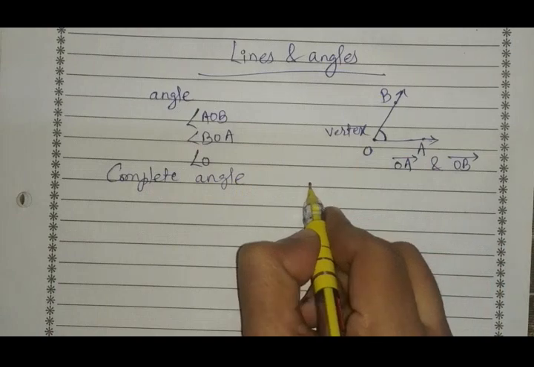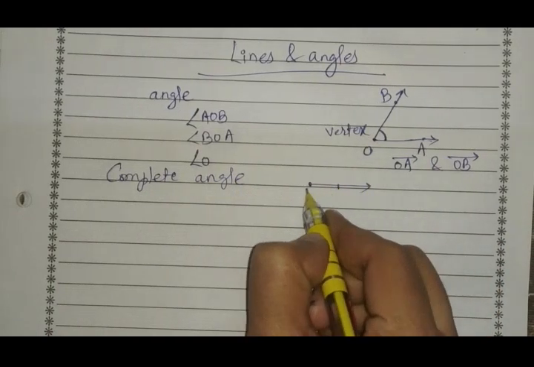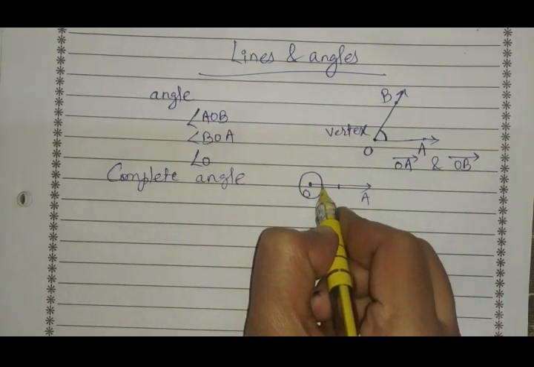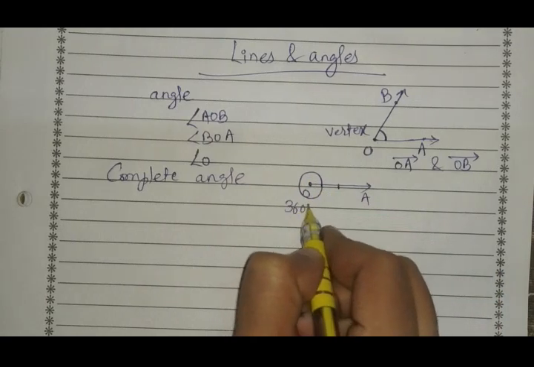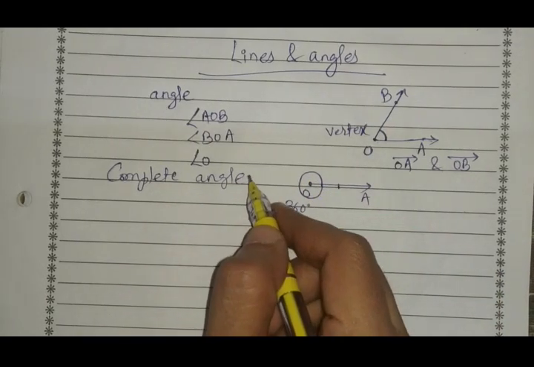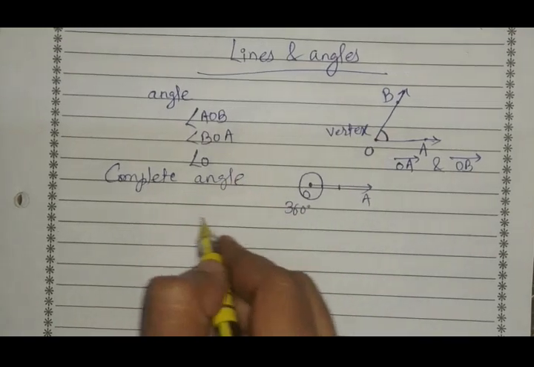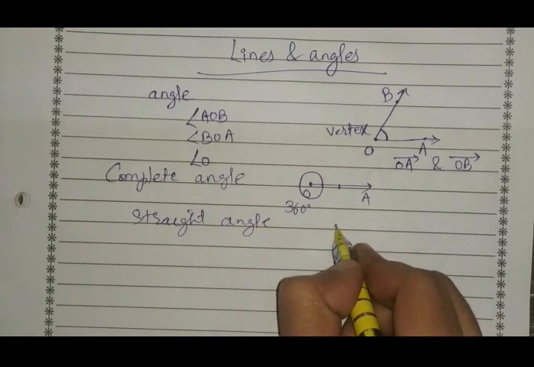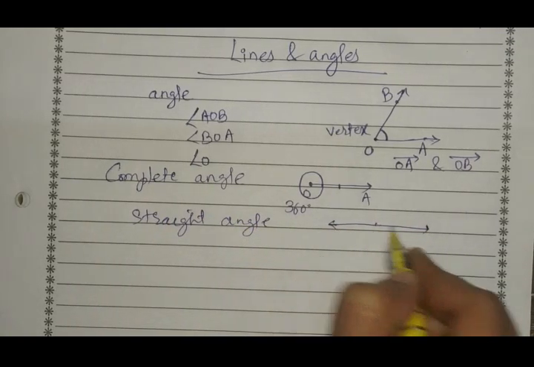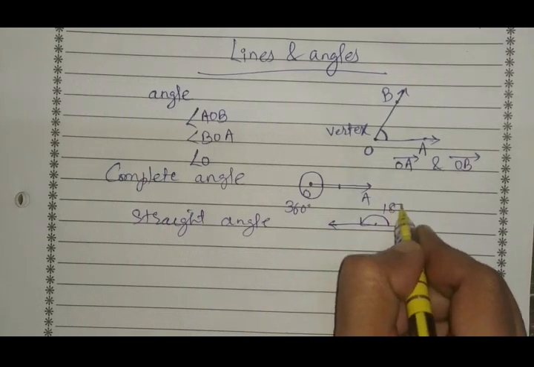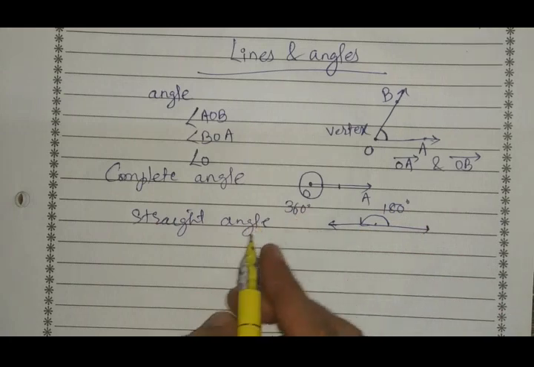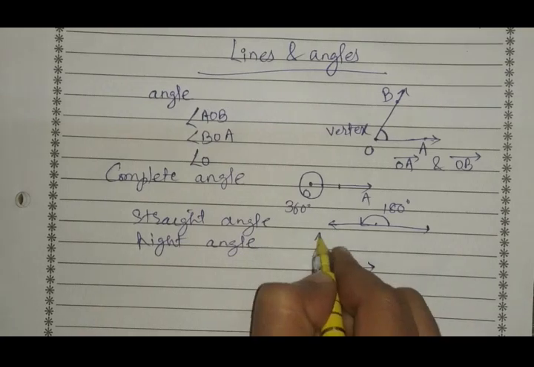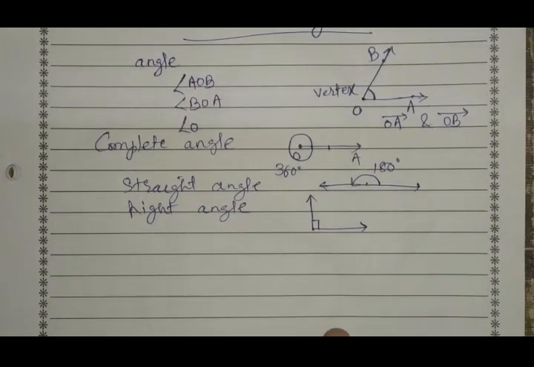The complete angle is a measurement where, suppose this is a ray OA, and you make a complete rotation from its initial point back to its end, we get 360 degrees, which is known as a complete angle. We also have a straight line angle, which we call a straight angle, which is of 180 degree measurement. When we have a right angle, that is the exact measurement of 90 degrees. So this is the right angle.